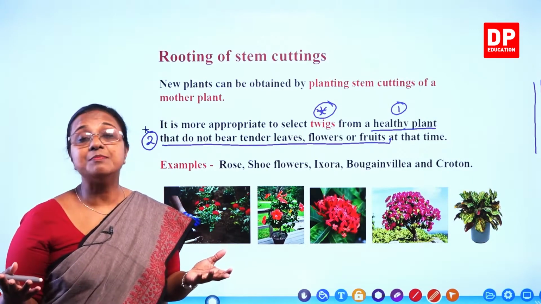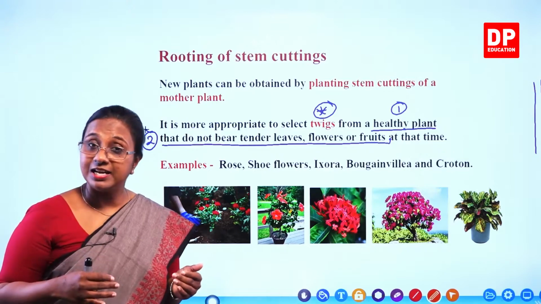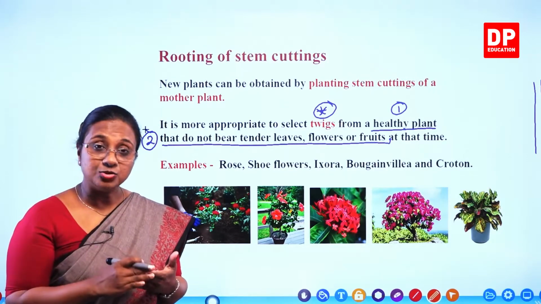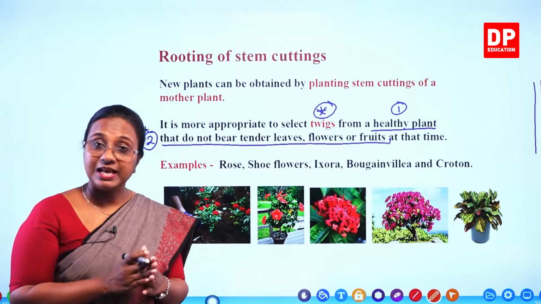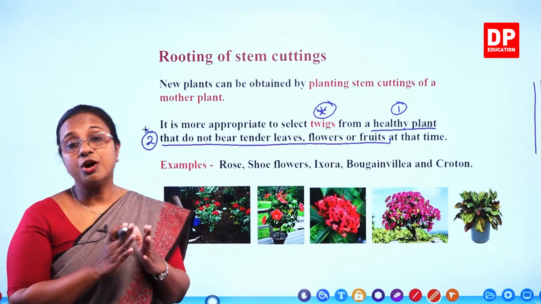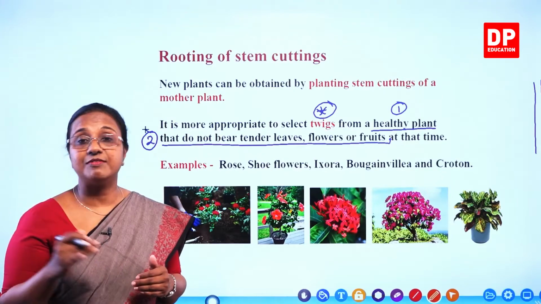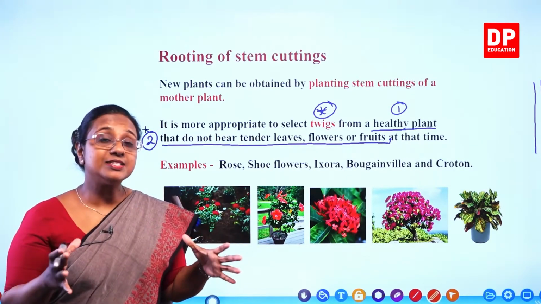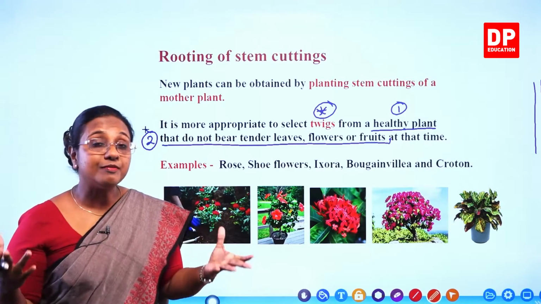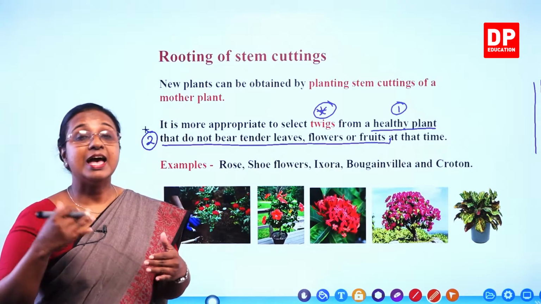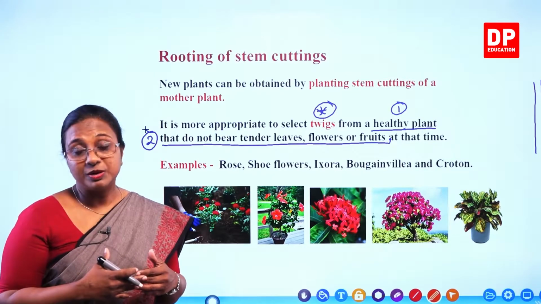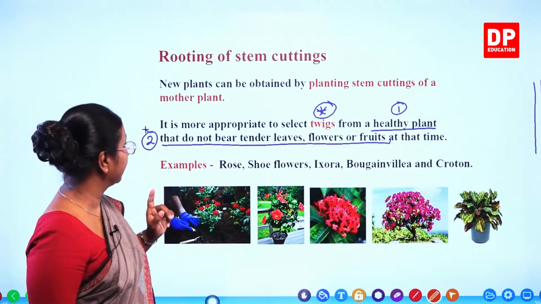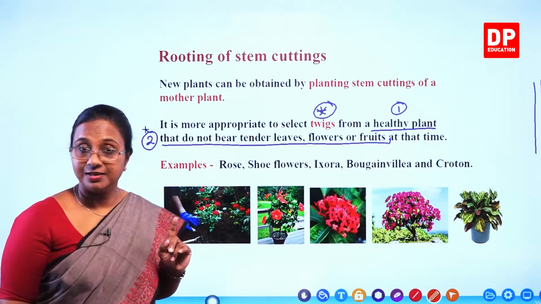It is a very simple method, students. You might have even done it at home. Cut off a part of the stem, that is a twig. You have to select the twig from a healthy plant, and the twig should not bear tender leaves, fruits or flowers at that time. Then you plant it at a new place where there is fertile soil, and you provide all the required conditions, and then there will be roots produced, and that will grow into a new plant. So, that is the first method, rooting of stem cuttings.